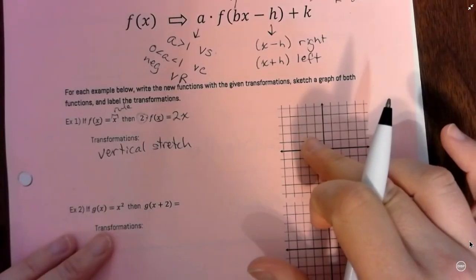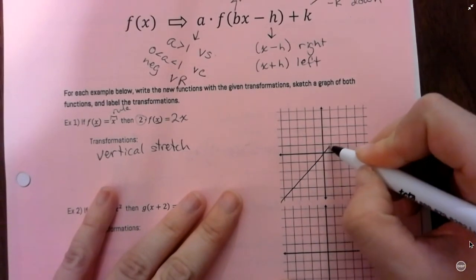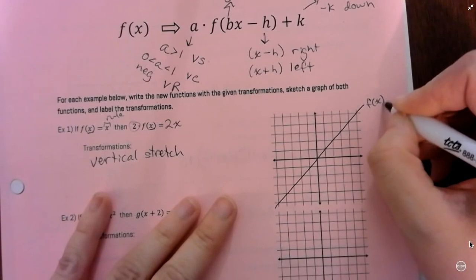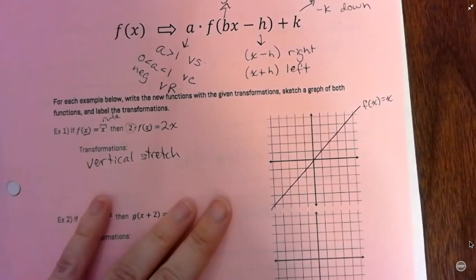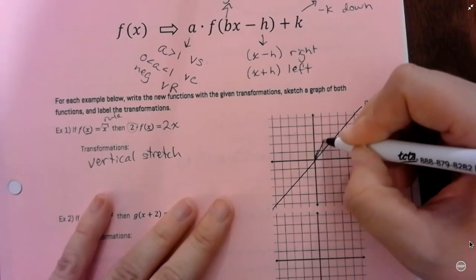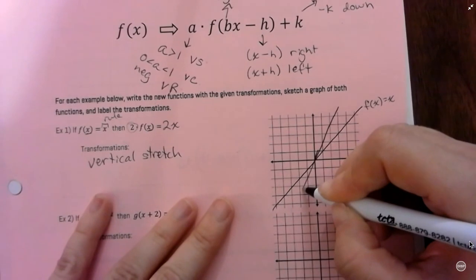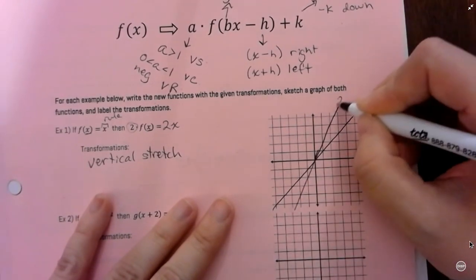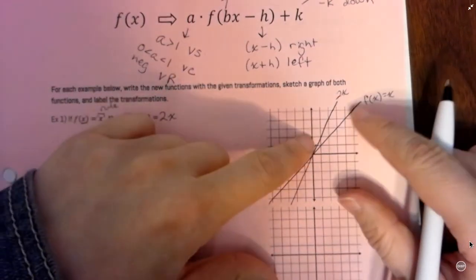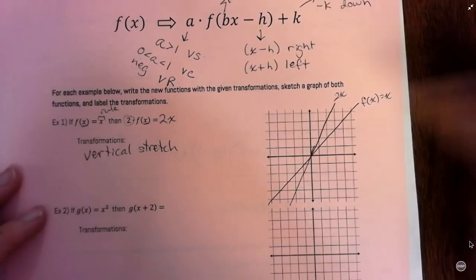And then I'm going to draw a graph. So f of x equals x is this one. And then 2x looks like this. So you can see that it's been stretched upward. It's a little bit steeper than the original.